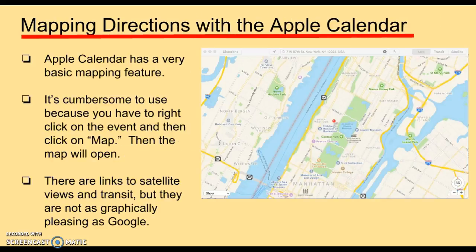The mapping directions for the Apple Calendar, on the other hand, has a more basic mapping feature. It's a little more cumbersome to use because of the clicks that I have to do to actually get to the close-up map. There are links to satellite views and transit, but they're not as graphically pleasing as the Google map.